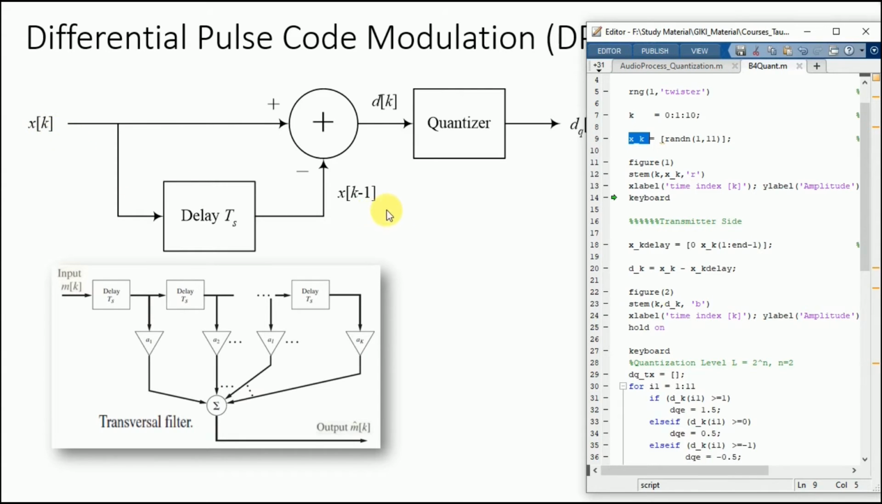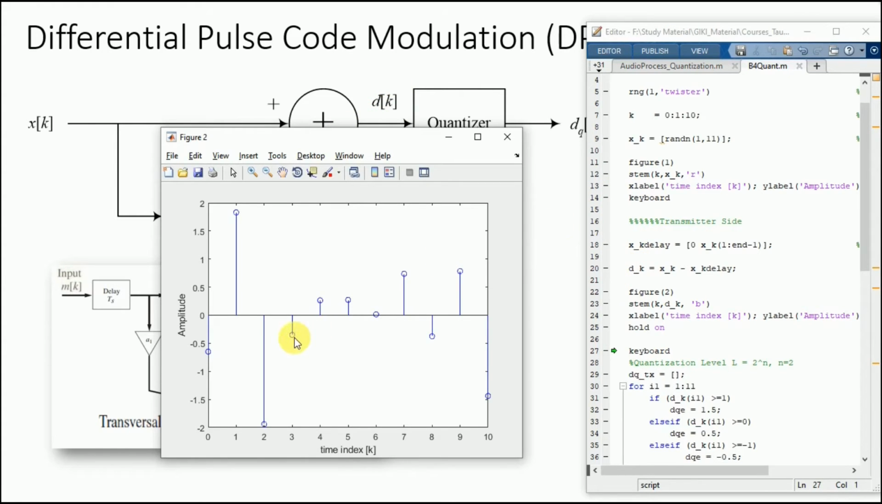Next we need a delay of that, and for that delay on line 18 what I have used is I have cascaded xk from 1 to n minus 1. So I have discarded the last value, so it is n minus 1, and initially I have fed a 0 value. So overall the length of xk delay, which is xk minus 1, and the input xk are the same. In figure 2 let us plot the discrete delay.